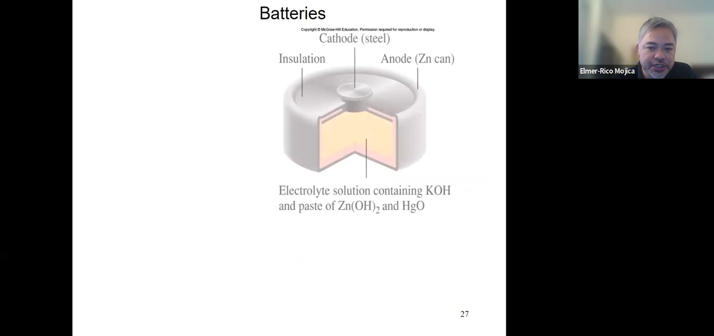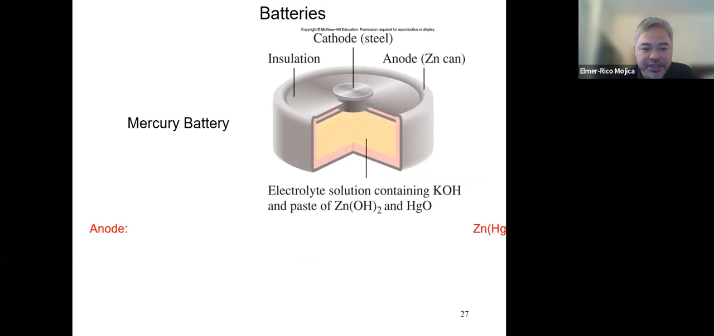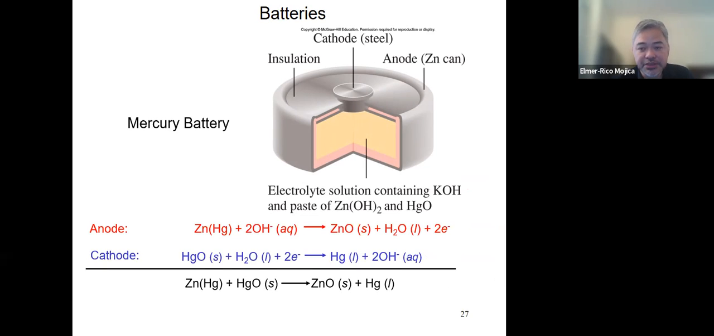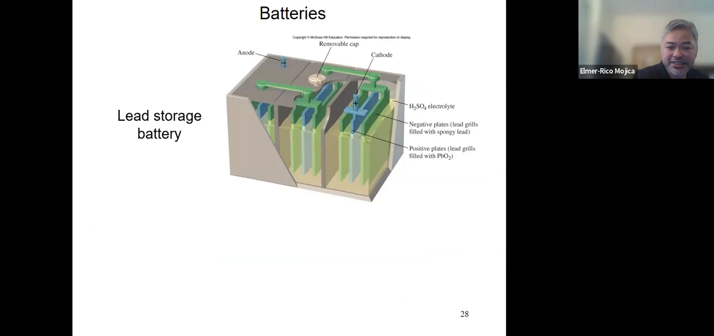Now, this is the mercury battery, but they seldom use this one because of the environmental danger brought by mercury. So you have the zinc with mercury reacting with hydroxide to produce zinc oxide and water, and then you have mercury oxide reacting with water to produce mercury. Because it produces mercury, it's not really environmentally friendly.